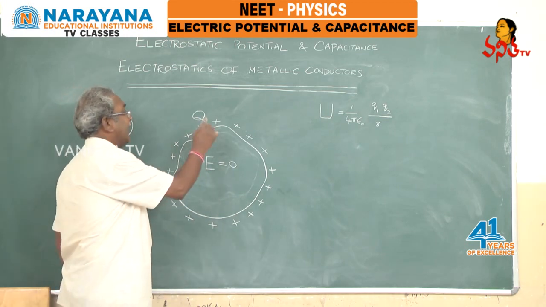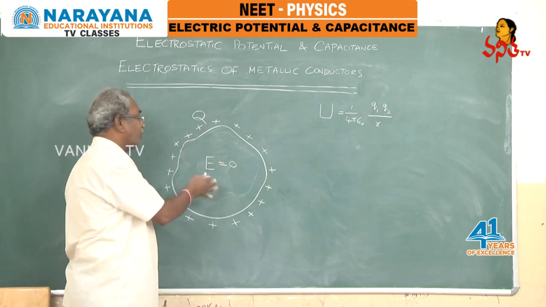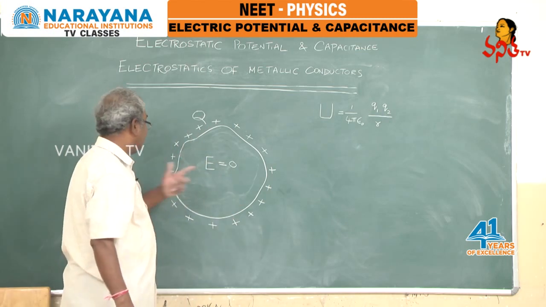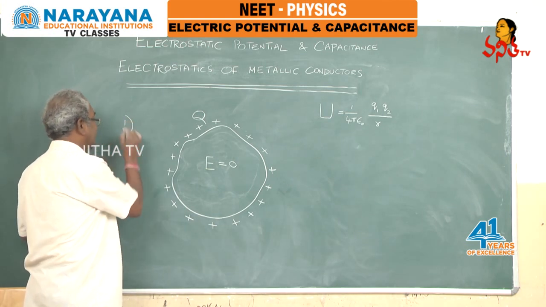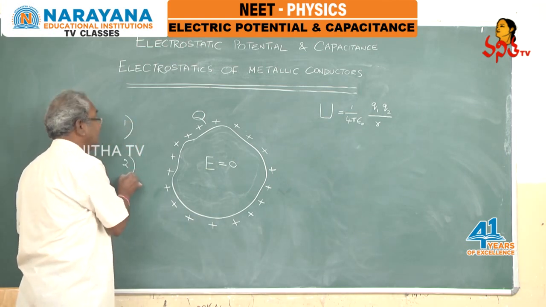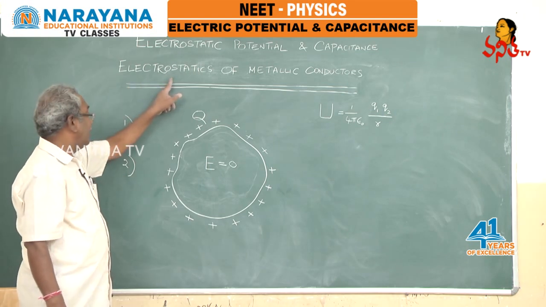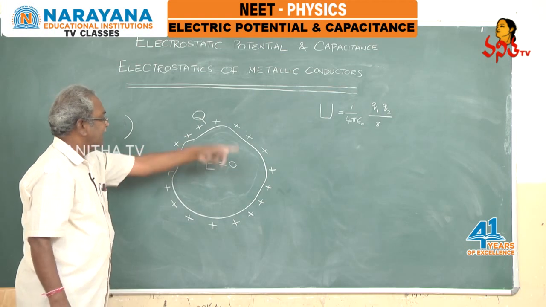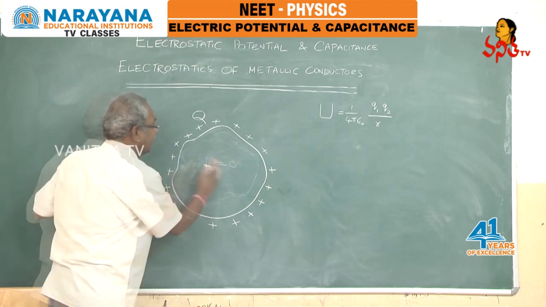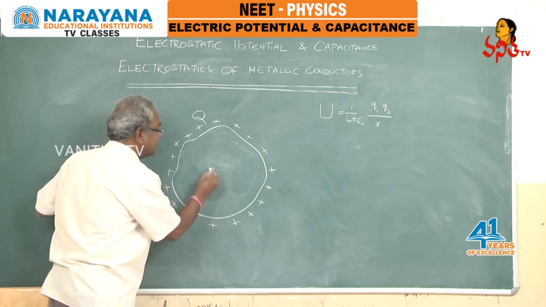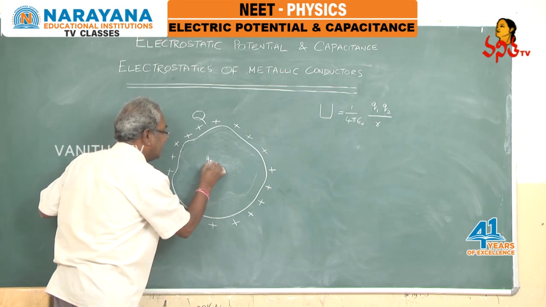So first of all, the entire charge distribution is on the outside only, and E equal to 0 at every point inside the conductor. Now, the second feature we can expect in case of electrostatics of metallic conductors. First point is E equal to 0, entire charge on the outer surface. Second one, can you expect any net charge somewhere over here, some Q charge somewhere over here?